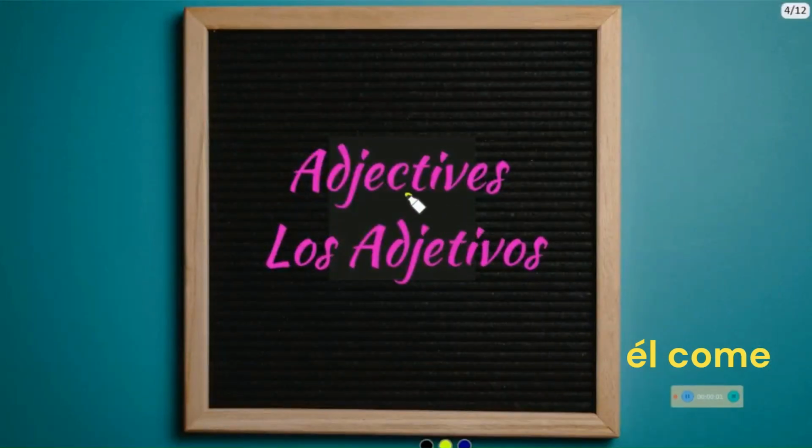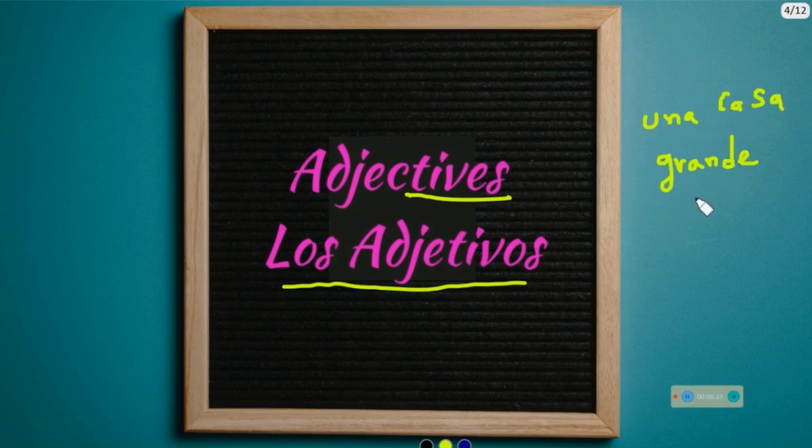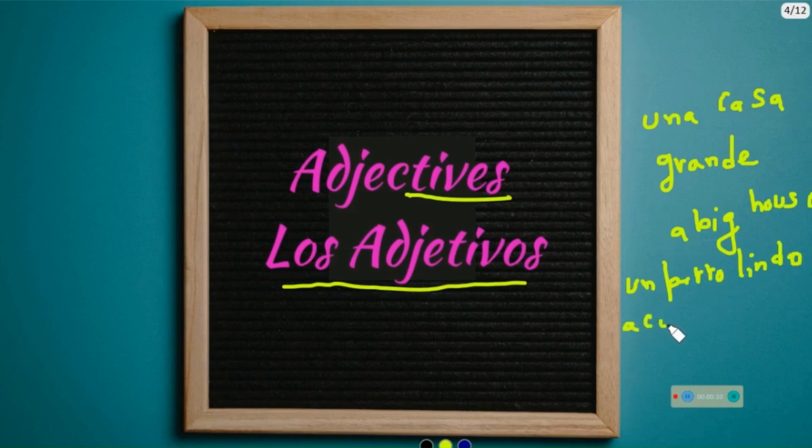Another important element is the adjective. An adjective describes or modifies the noun, giving us more information about its characteristics. For example, if we say una casa grande, una casa grande means a big house, or un perro lindo. Un perro lindo means a cute dog. The adjectives grande means big and lindo means cute, describing the nouns.